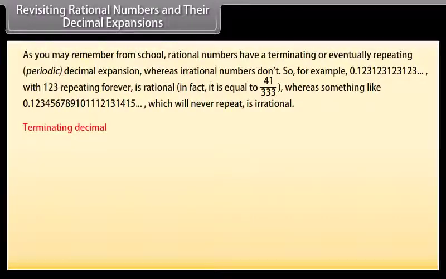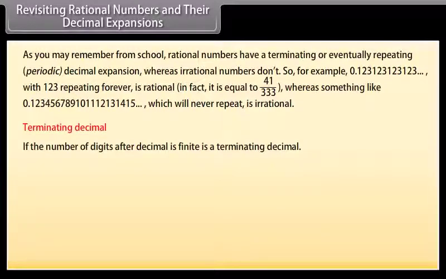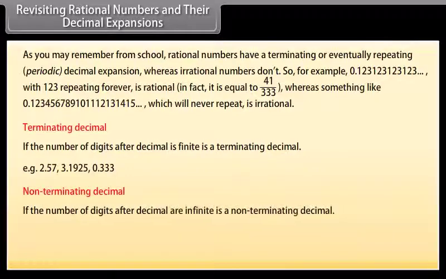Terminating decimal. If the number of digits after the decimal is finite, it is a terminating decimal. Example, 2.57, 3.1925. Non-terminating decimal. If the number of digits after the decimal is infinite, then it is a non-terminating decimal, for example 0.333.